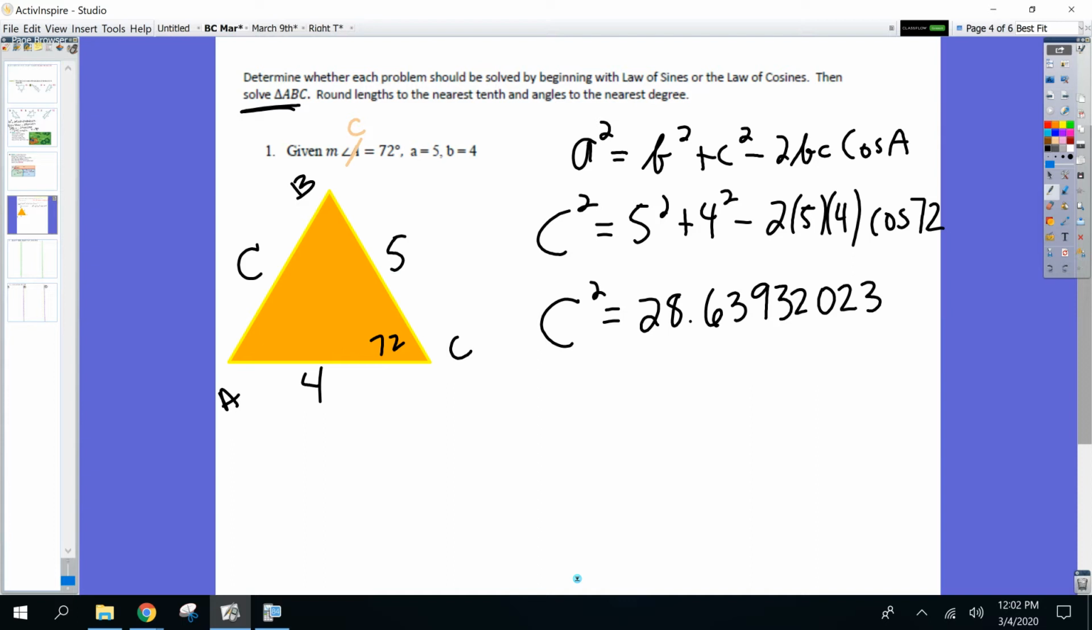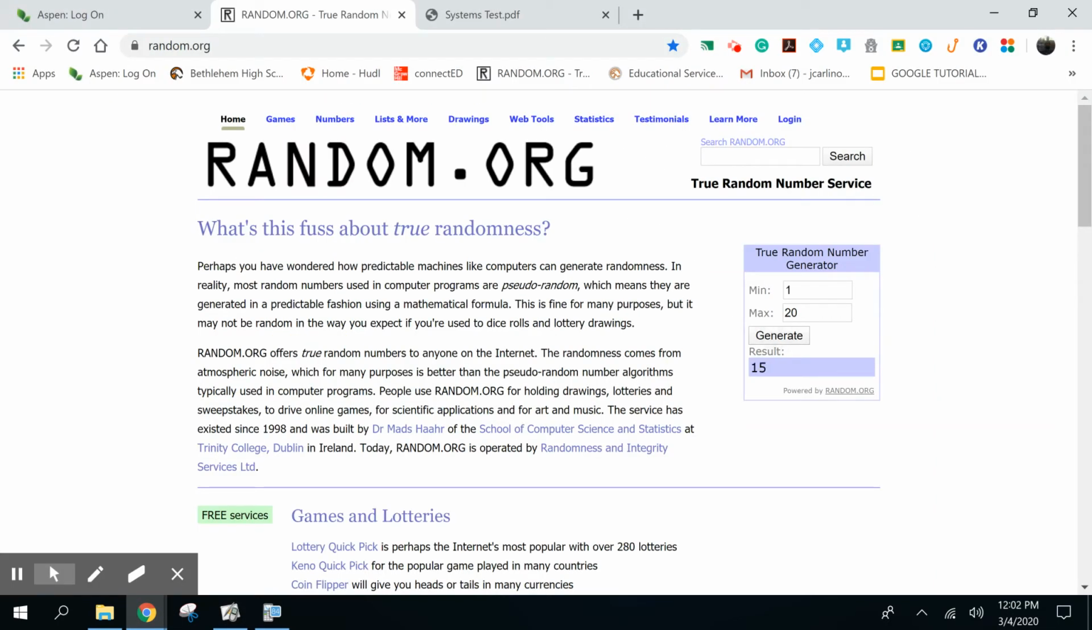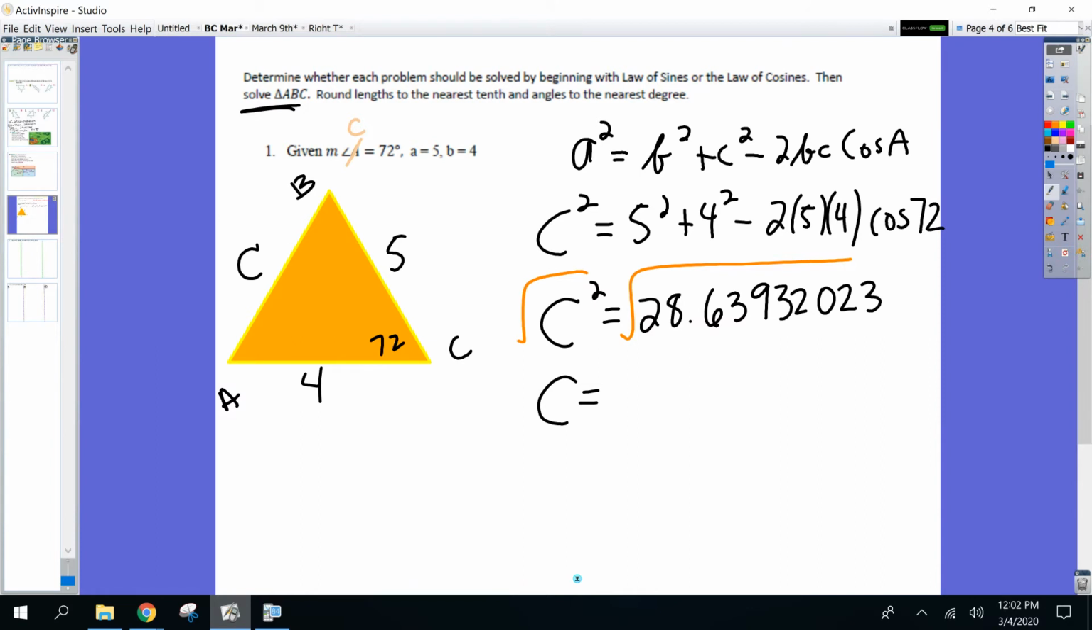So hopefully you're getting about 28.639 and change. That's not the side length, just C squared. From yesterday, we do have to take the square root of both sides. And then C would be equal to, round to, what are we doing? Lengths to the nearest tenth, angles to the nearest degree. So nearest tenth for side C. 5.4. I like it. Thank you. So 5.4.